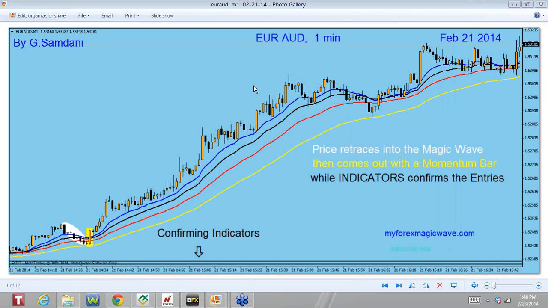Okay, this is today, Sunday afternoon, making this video just to show a little bit of a change in the style of the wave that I've been using, called Magic Wave. Bunch of lines, right?